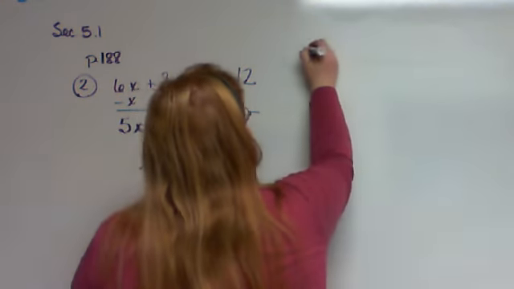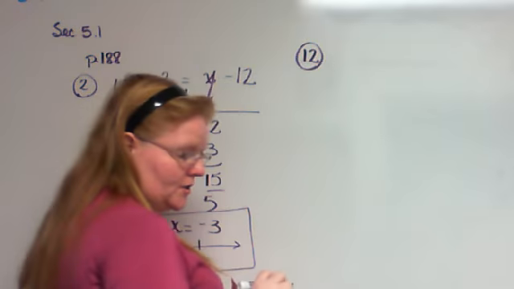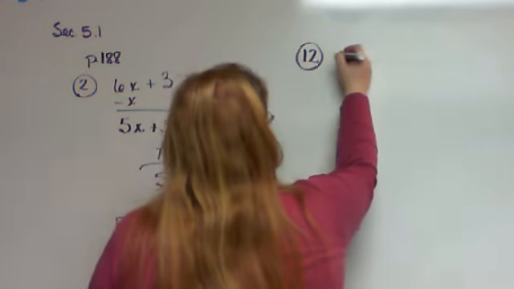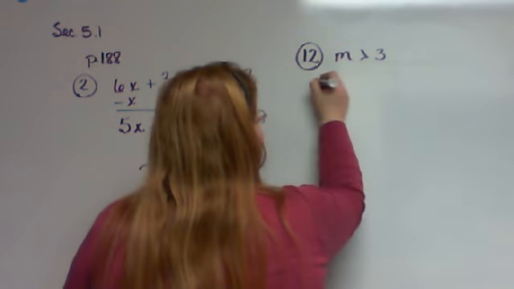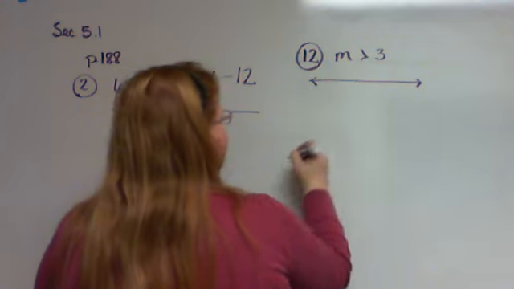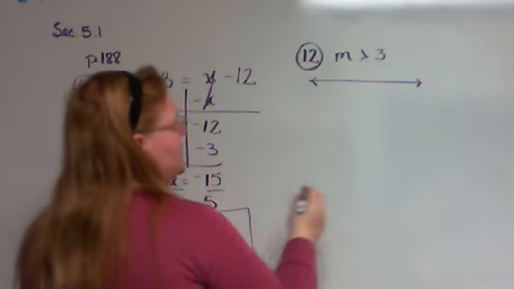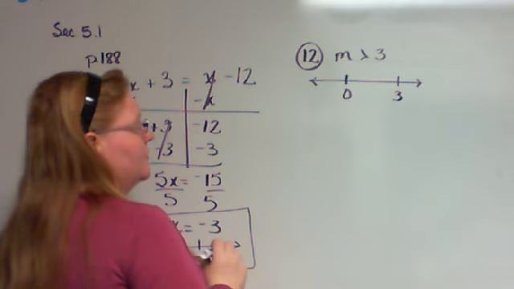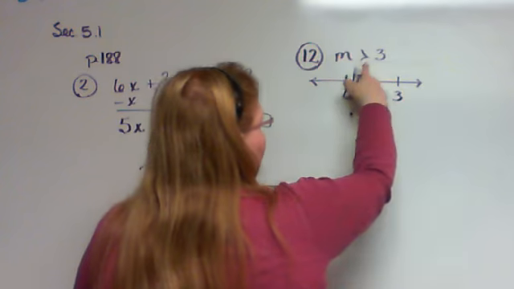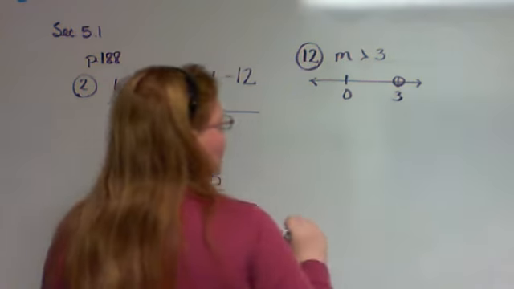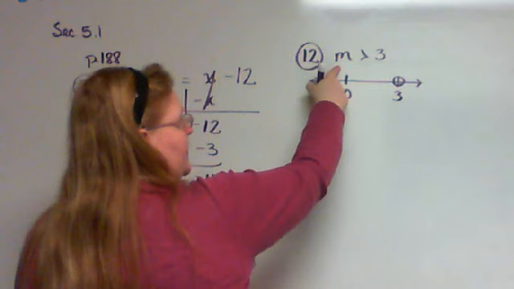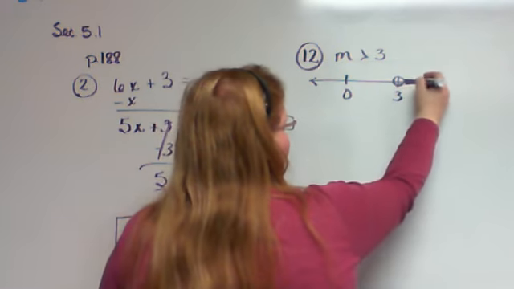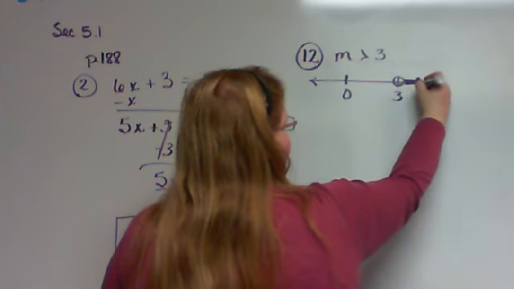Number 12. 12 says m is greater than 3. Nothing to solve here. So I have my 0. Over here somewhere is 3. Is 3 included? No, because we don't have that little line underneath. So that means it gets an open circle. And then I told you, since our letter's on the left-hand side, it points in the direction that the arrow points. So it's going to go this way. Make sure you shade your arrow.